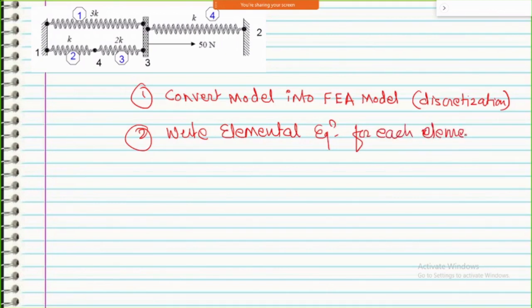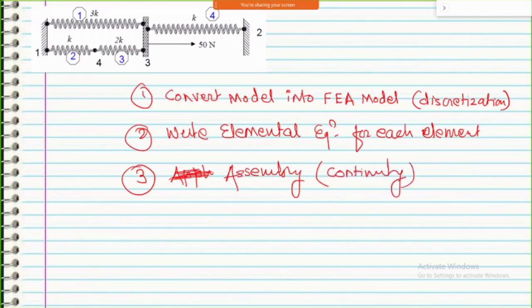In a later stage, we know this element, you can go on assembling. That is not a big deal. Third step, then apply boundary conditions. So before applying it, I need to assemble it. Assembly is taking care of continuity. Don't forget this. Whenever we are going to do an assembly, make sure that it follows continuity, like displacement continuity, then slope continuity, or higher order continuity kind of things. So that is the assembly process.